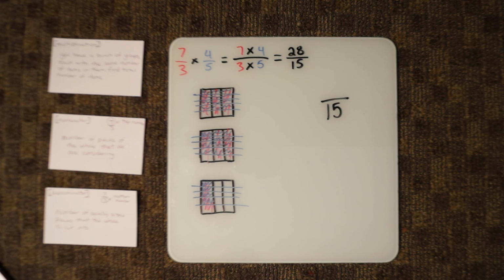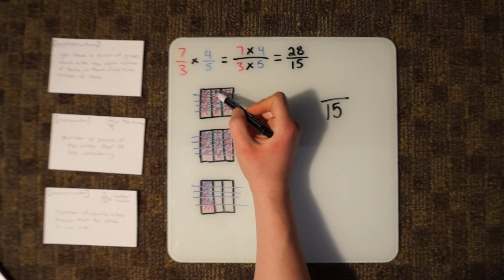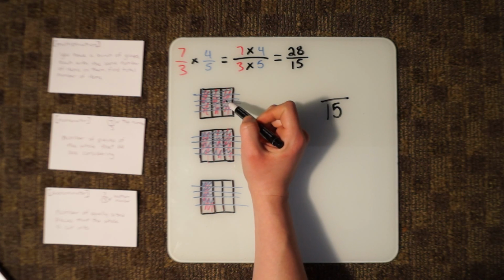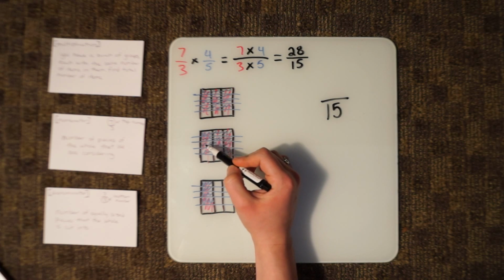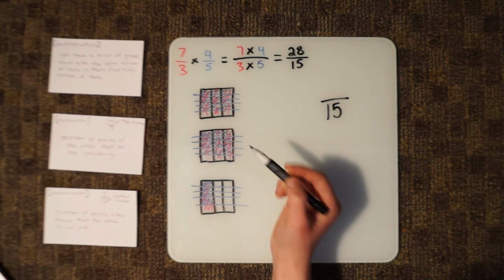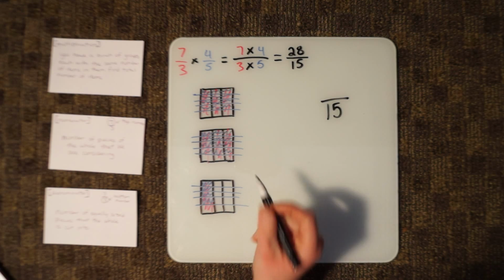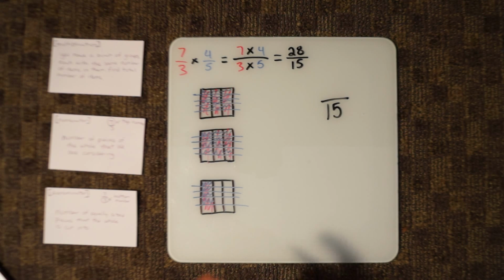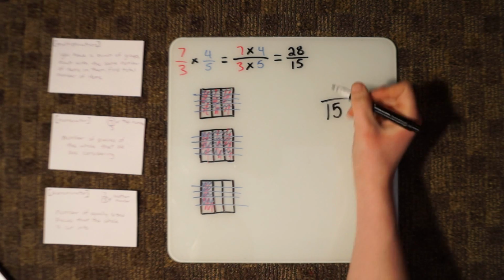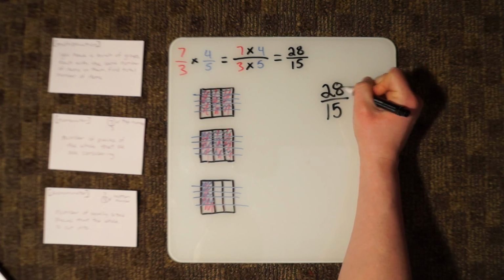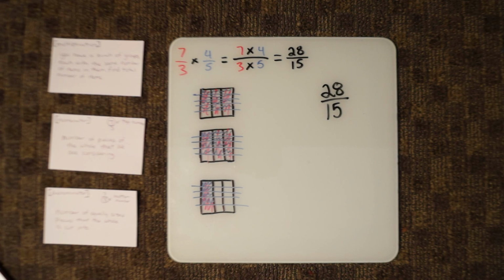So to do the numerator, or 7 times 4, we count up how many pieces are shaded in both red and blue. So we'll count those out. 1, 2, 3, 4, 5, 6, 7, 8, 9, 10, 11, 12, 13, 14, 15, 16, 17, 18, 19, 20, 21, 22, 23, 24, 25, 26, 27, 28. Our numerator will be 28 because that's the number of pieces that we have decided that we care about and that we have shaded in by multiplying 7 times 4.